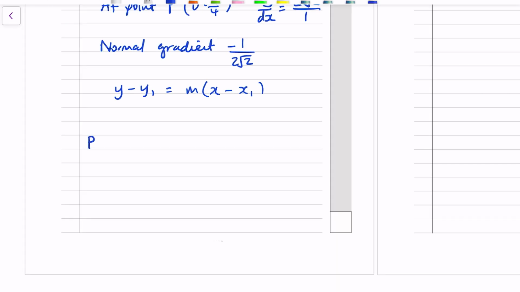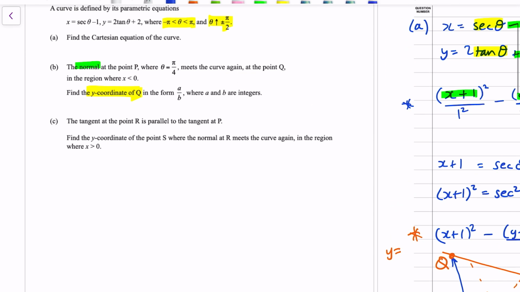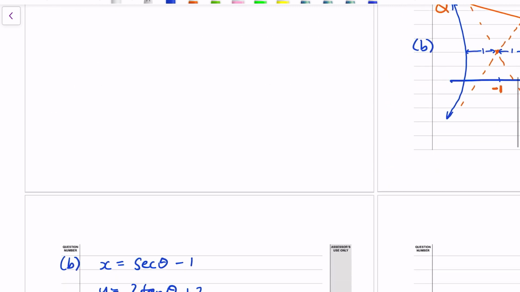Remember that P had a coordinate of root 2 minus 1 for the x value and 4 for the y value. So our normal has an equation of y minus 4 equals minus 1 over 2 root 2 times (x minus root 2 minus 1). Be careful with that, there's brackets inside brackets. Now, what do we want to do with this? We want to find the y coordinate of Q. I must say, the first time I did this problem, I went on finding the x coordinate. It was really tedious, only to then have to find the y coordinate.